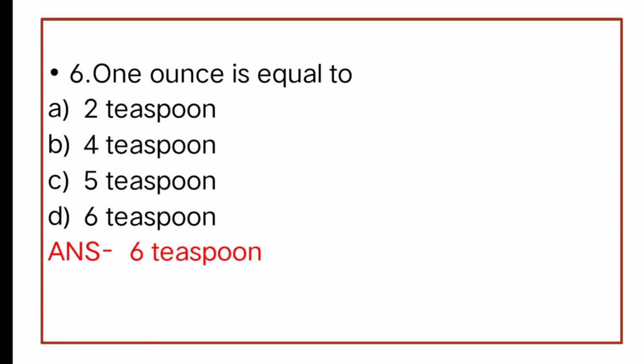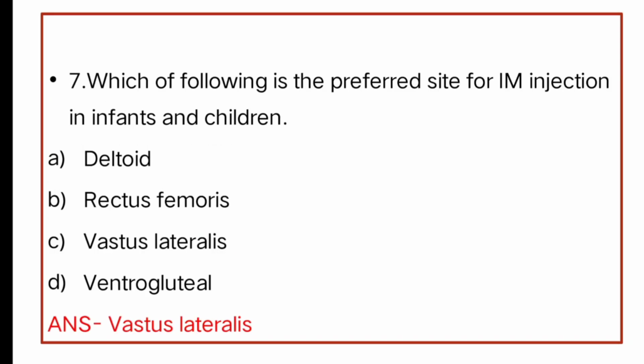So next we'll move on to the next question. Which of the following is a preferred site for IM injection in infants and children? Option A is deltoid, option B rectus femoris, option C vastus lateralis, and option D ventrogluteal. So the answer is vastus lateralis. Mostly for infants and children, we don't go for other IM sites like deltoid or ventrogluteal. We often go with the vastus lateralis, that is in the thigh.